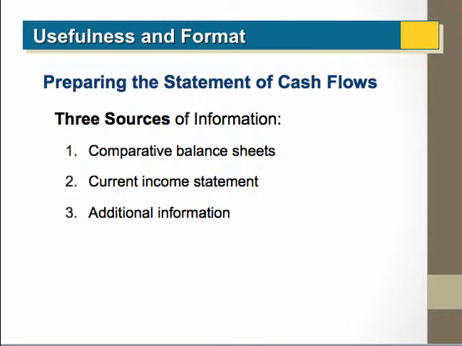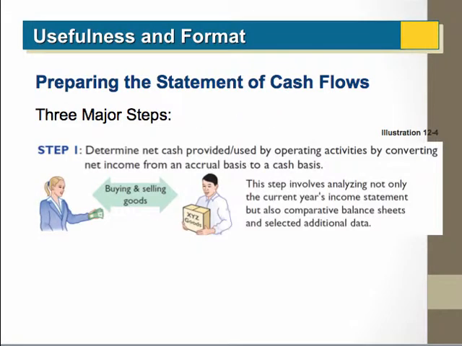And then finally, we need to find any additional information that might provide information regarding the sources and uses of cash. So here is step 1. We first need to determine the net cash provided by operating activities. We start with net income on an accrual basis, and we need to make adjustments to it to get it to a cash basis. As the graphic says, this step involves analyzing not only the current year's income statement, but also the comparative balance sheets and the selected additional data.